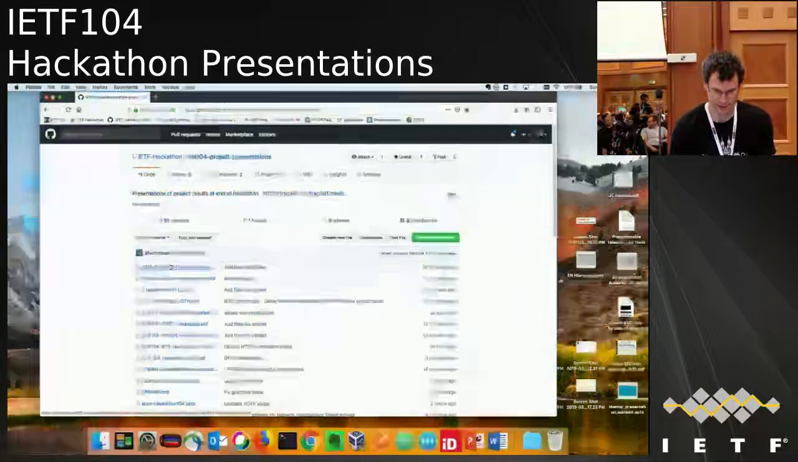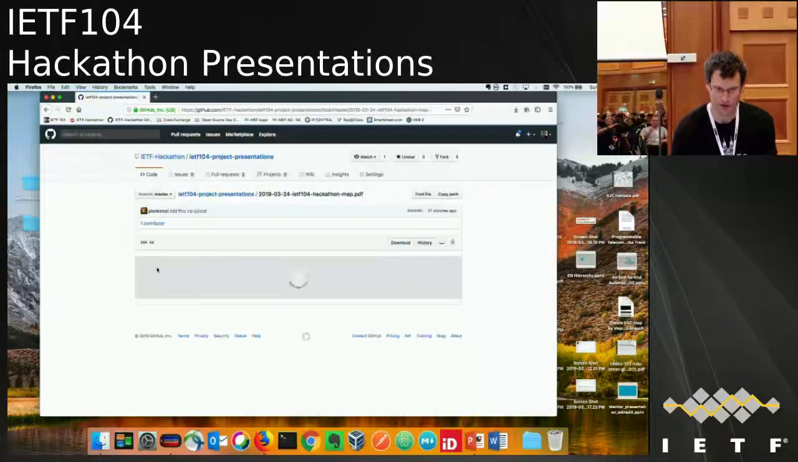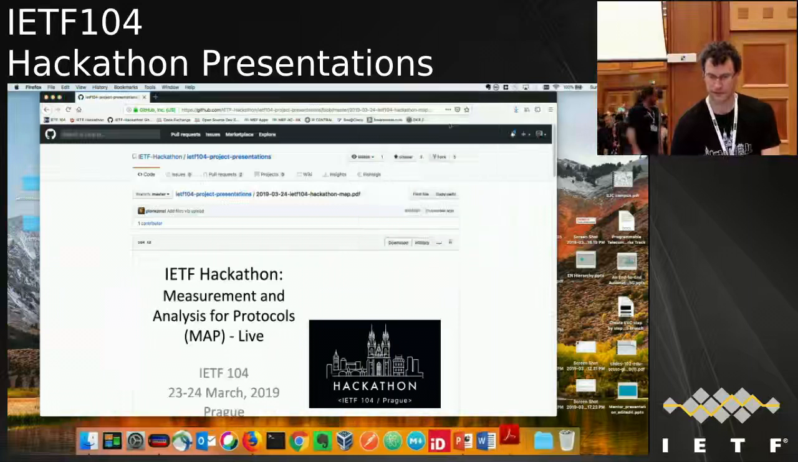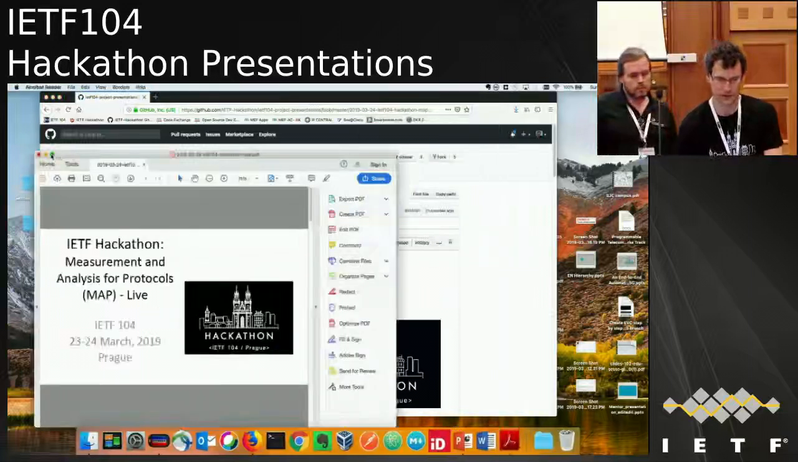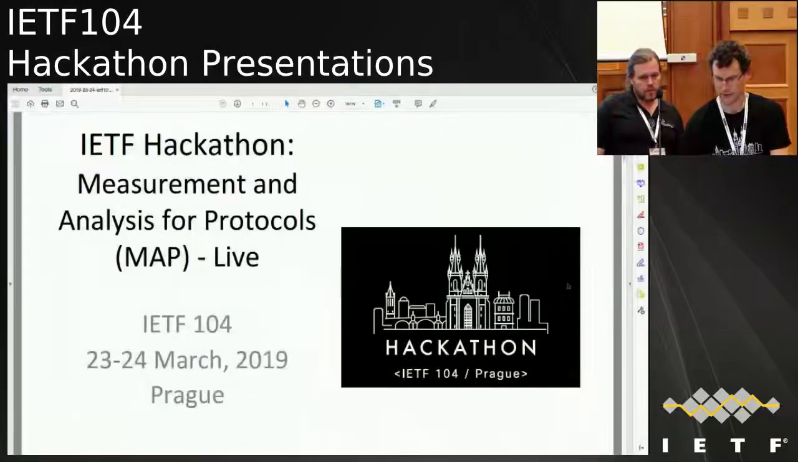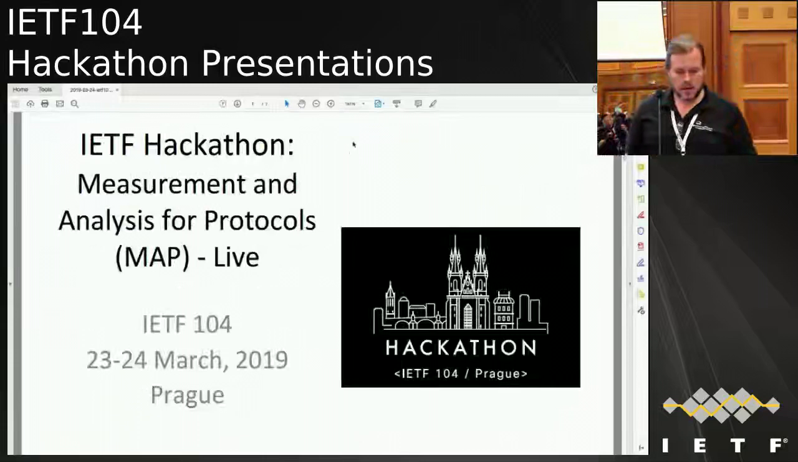So next up, we'll do this one. I'm not sure what it is. Let me open it up. From MAP. Folks from MAP here, great. Let's just try to make this full screen for you. Should be able to just advance these. All right, thank you, Charles.